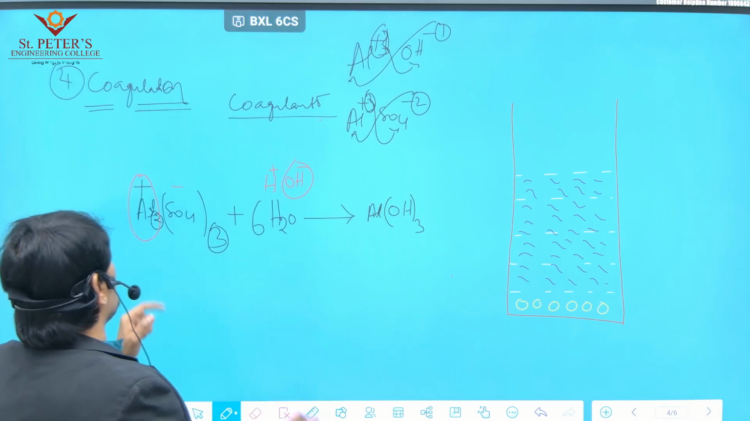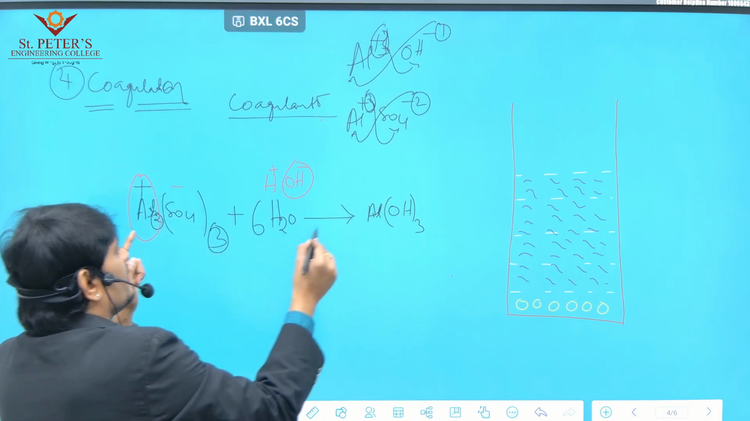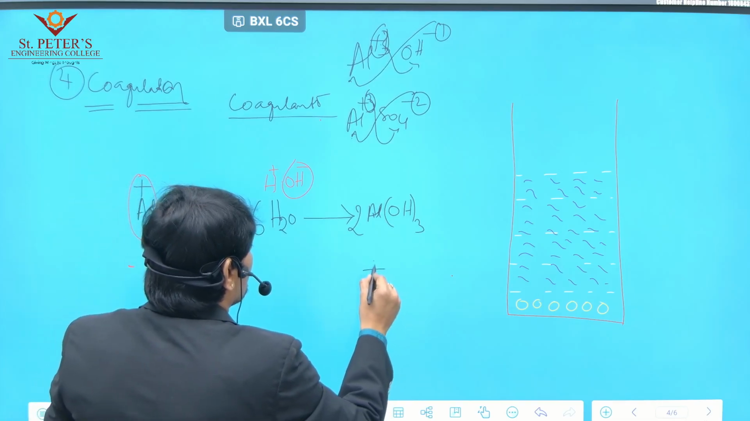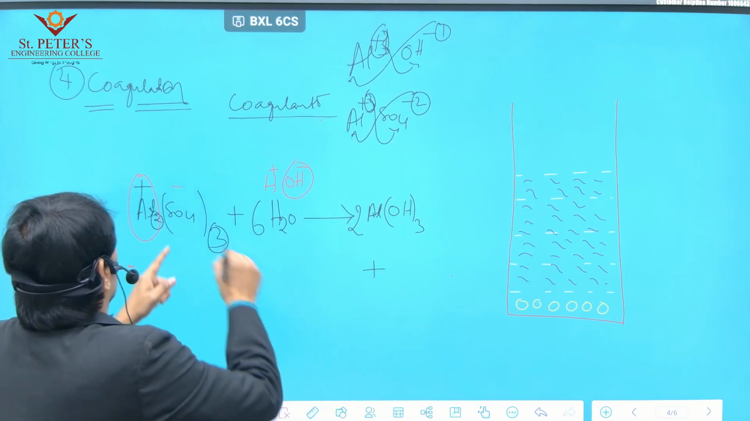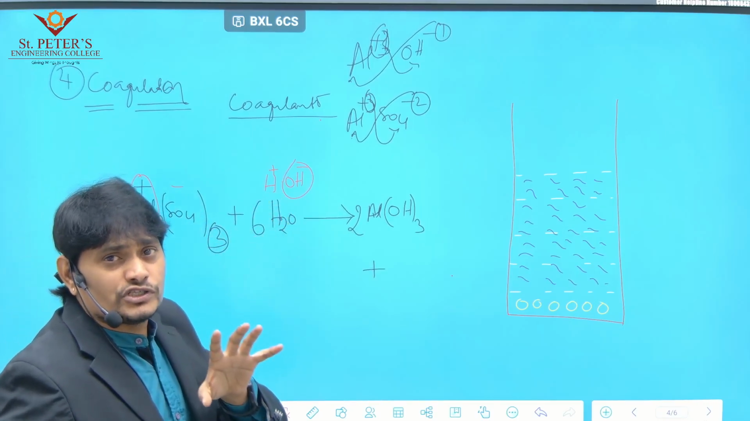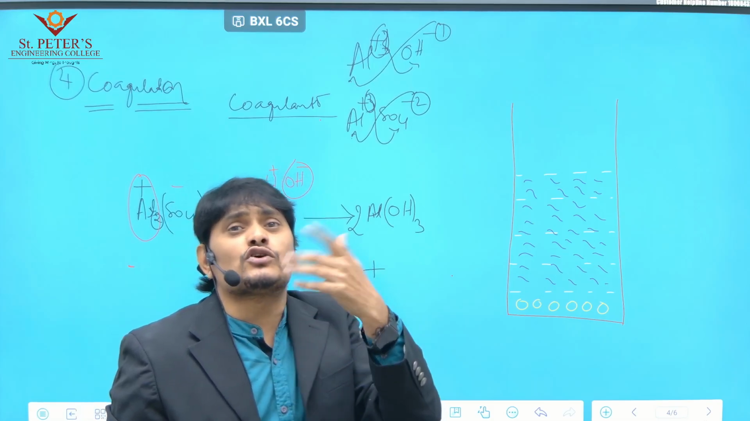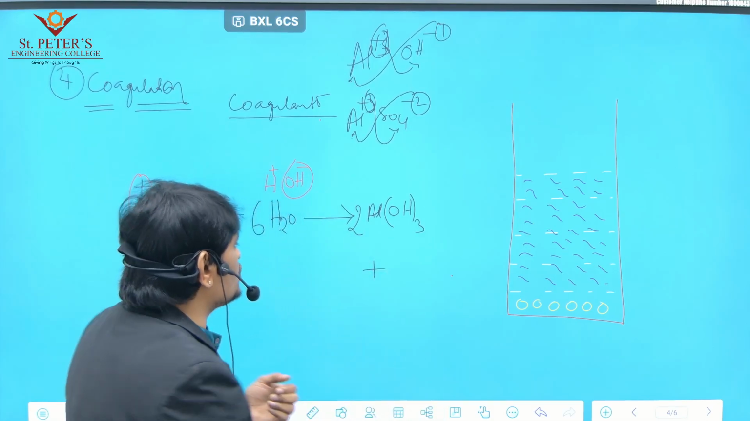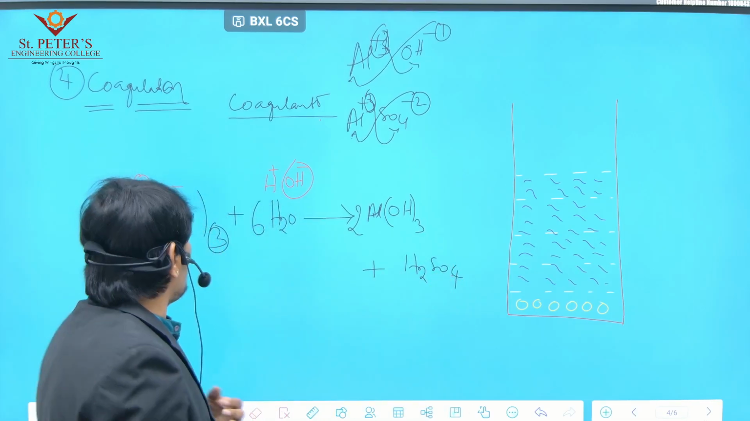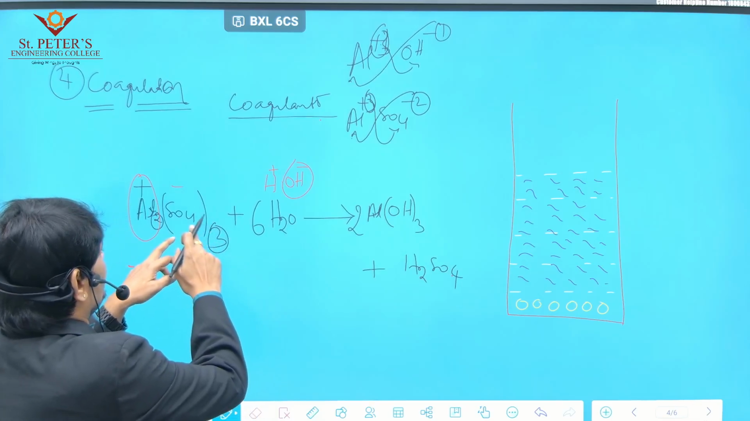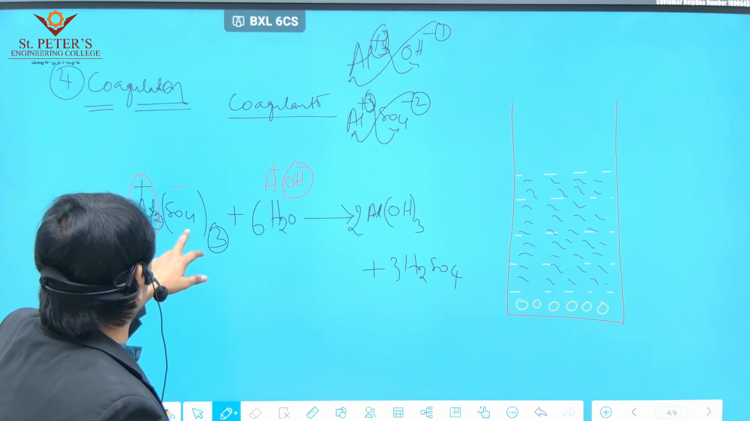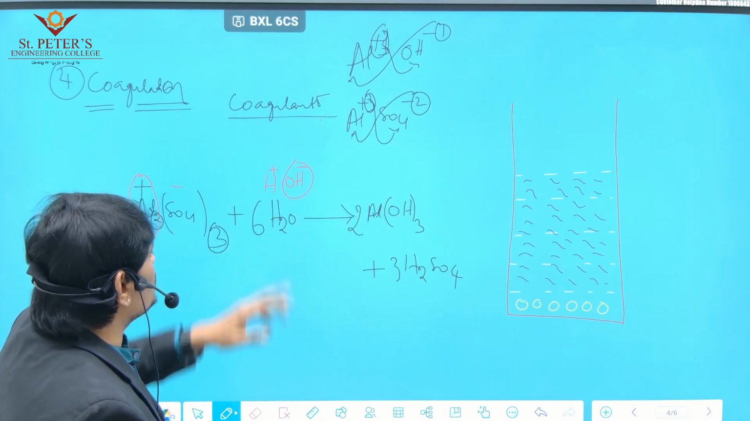And how many moles? Al2 is there, no? So we can write 2 moles of this. Now what is left? Sulfate is left and H plus is left. So HSO4 is possible? HSO4 will not exist, right? It is H2SO4, because H2SO4 is sulfuric acid. Now how many moles? So totally 3 are there here. So 3 moles of H2SO4.